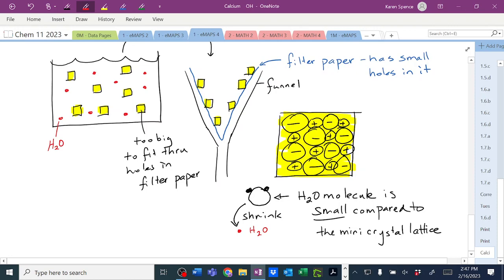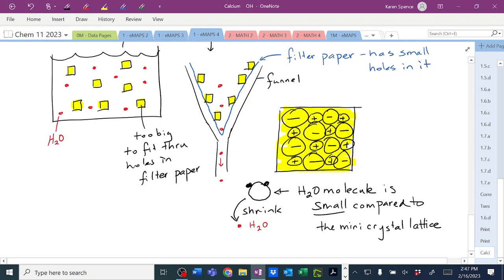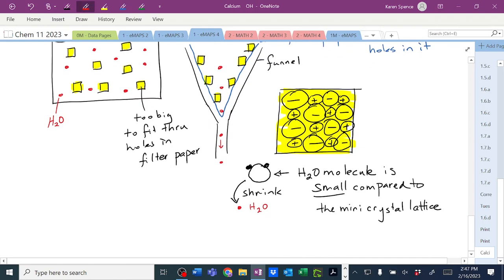Now, to be fair, if I were to draw as many water molecules as there really were, it would just be completely red, okay? So I'm only going to draw a few so you can see how big they are in relation to the little mini crystal lattices. So when we start putting the water through, it can fit right through, okay? So the water is small enough to fit through the holes in the filter paper.